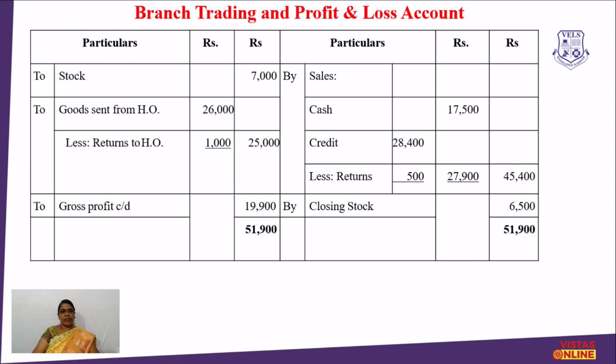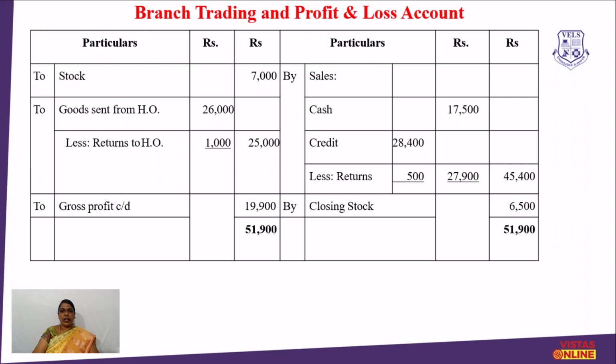Then returns to head office. Returns which was mentioned in the question, 1,000 rupees. We will subtract this 1,000 from this 26,000. 26,000 minus return, you will get 25,000. Okay, you will write it in the outer column. Then on the credit side, sales: cash sales 17,500, credit sales 28,400 minus return. Okay, return how much? 500 is the return. Credit sales 28,400 minus 500, you will get 27,900. You will write it in the outer column.